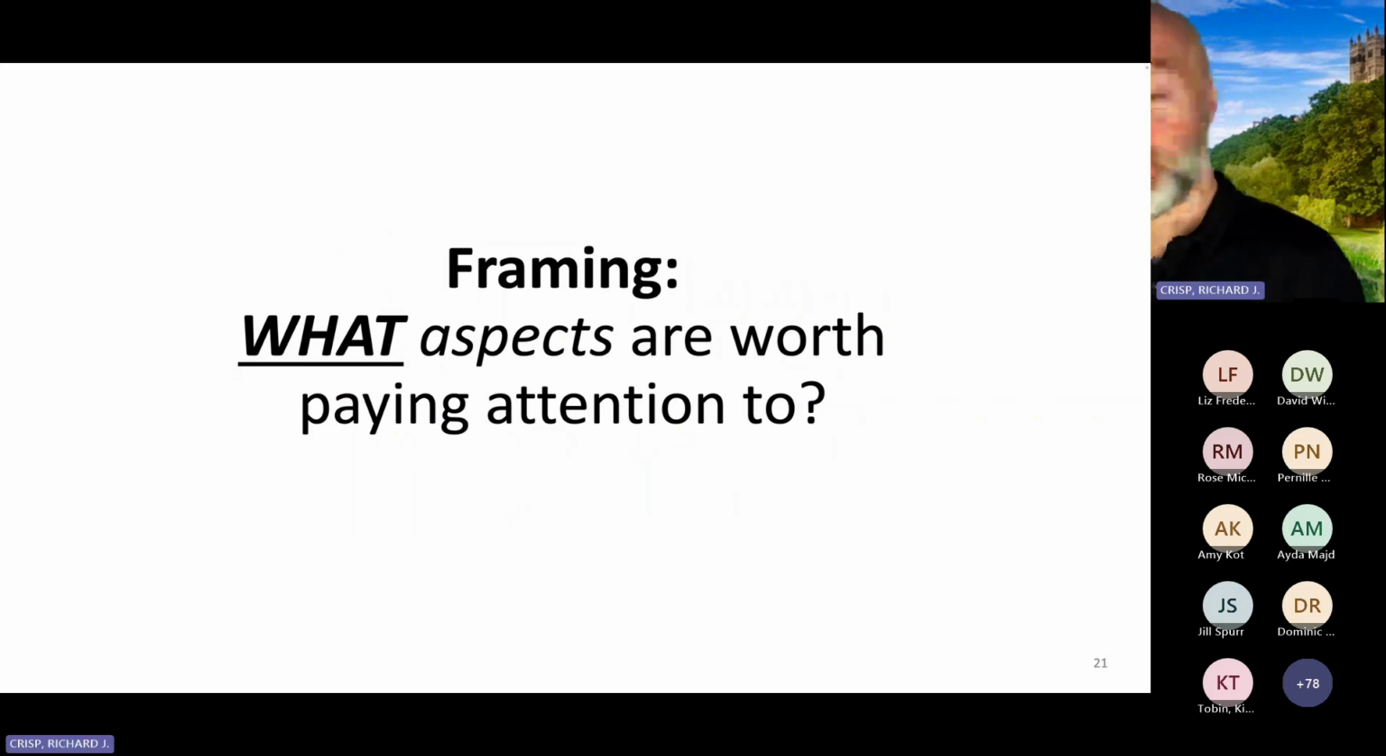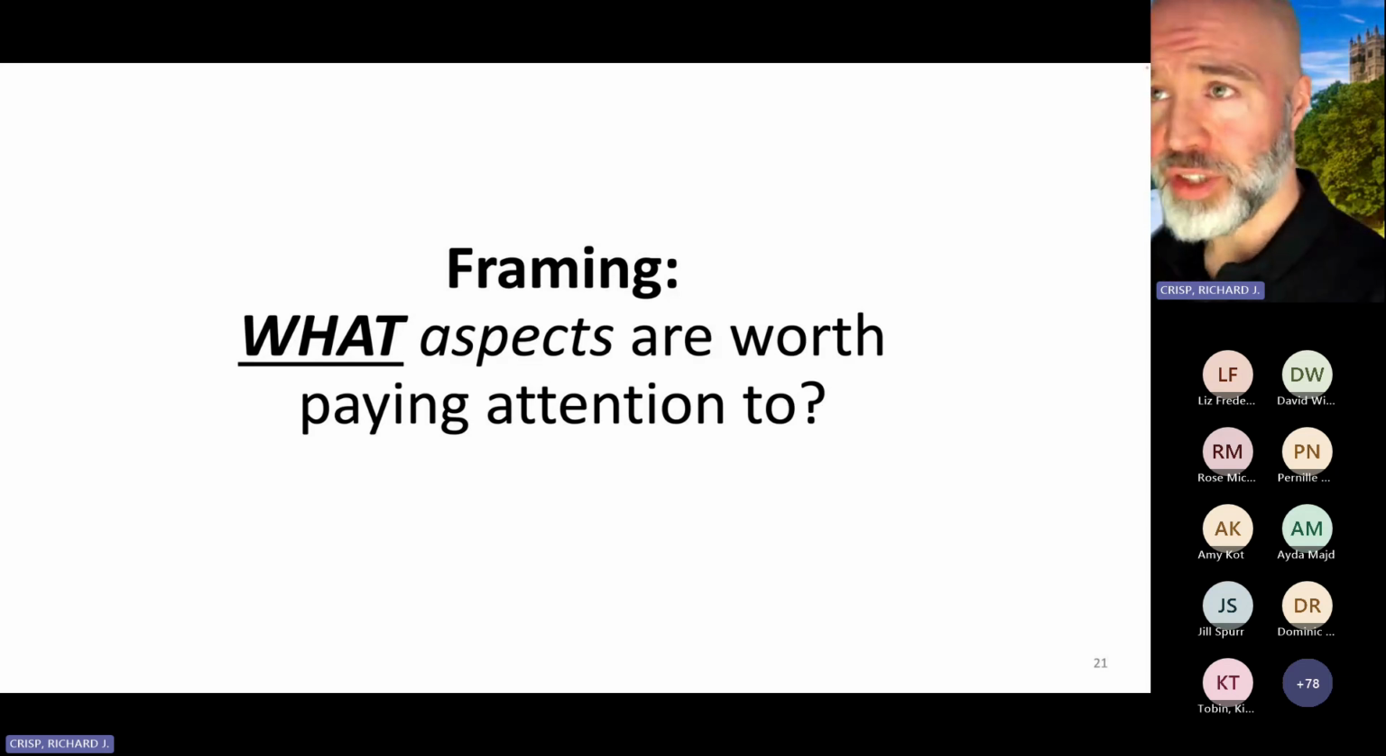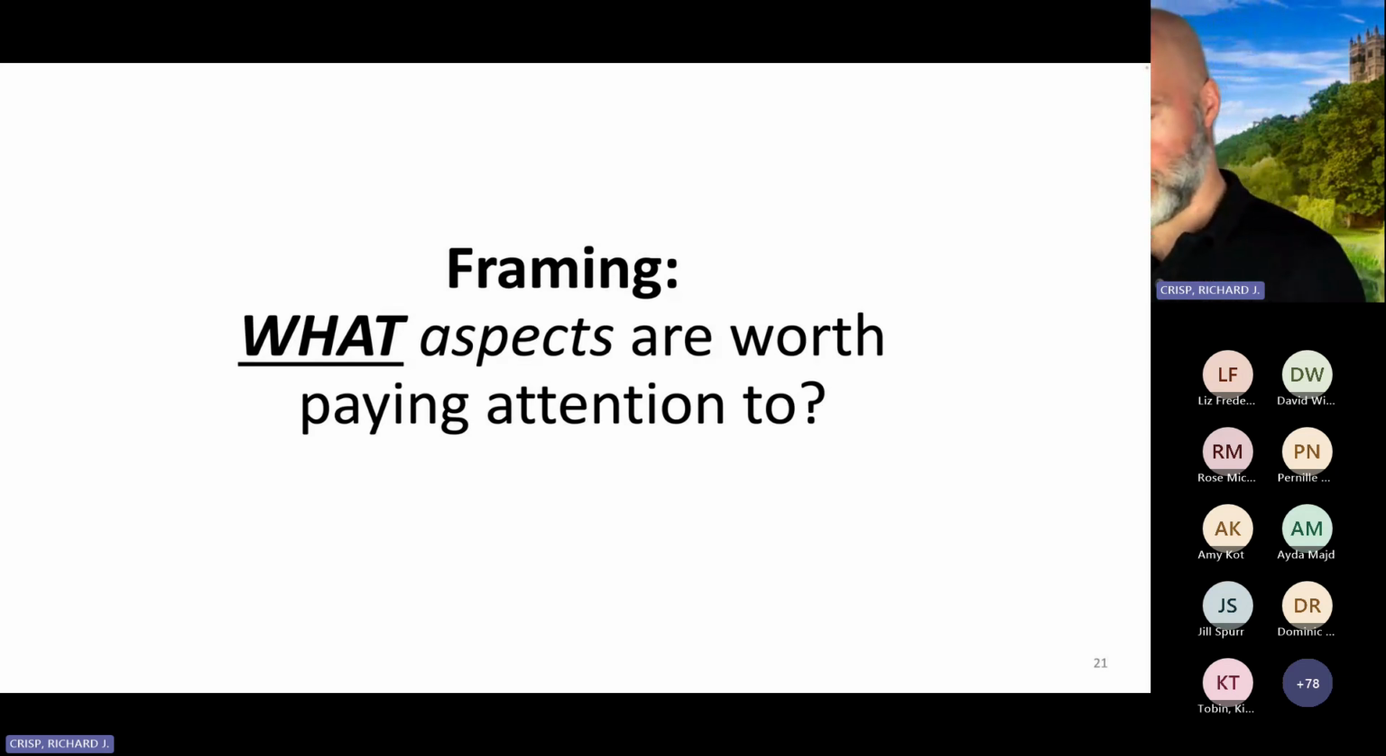Framing is the third one. To recap, framing, the second nudge, the second rule, is what aspects are worth paying attention to. Fluency is, should I pay attention in the first place? Okay, yes, you've decided you're paying attention, but what are you going to pay attention to? How are you going to interpret that information? How it's framed will be absolutely key to that.